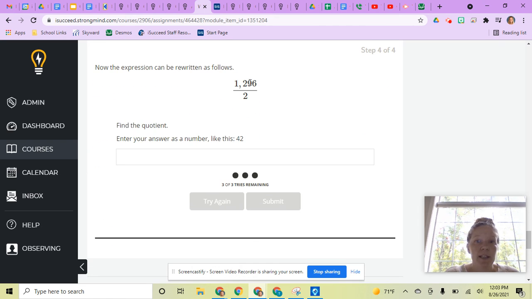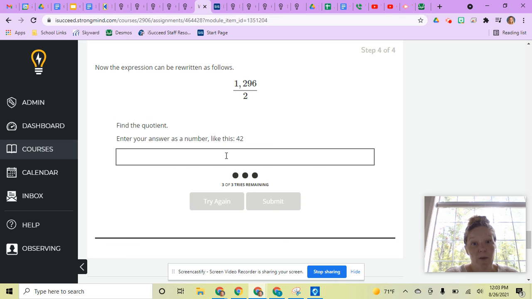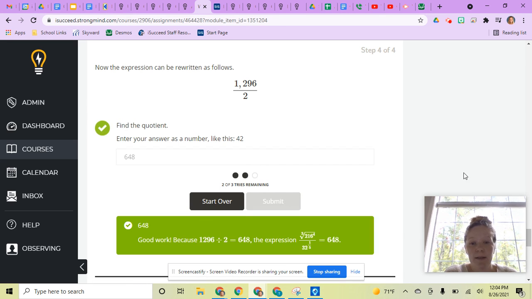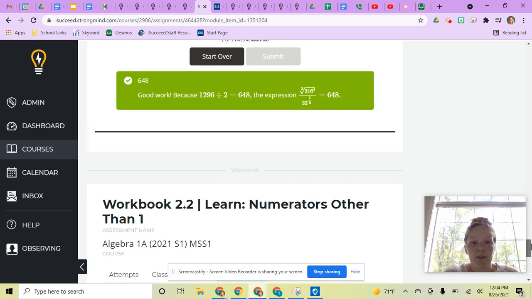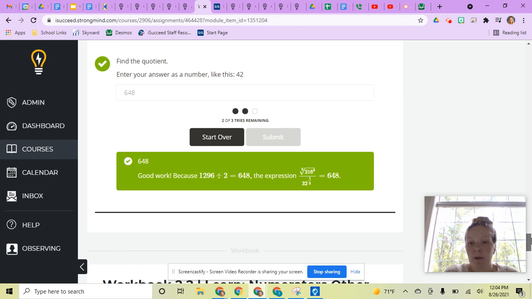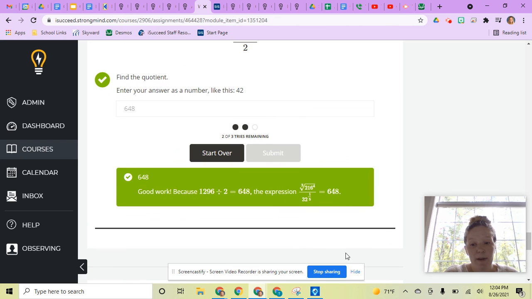So now the expression is 1,296 over 2. And now we can actually find that quotient, which would be 648, I believe. You could use a calculator as well. That is correct. Okay, so now it's time for you to do your workbook. Just remember those steps that we just talked about and let me know if you have any questions.